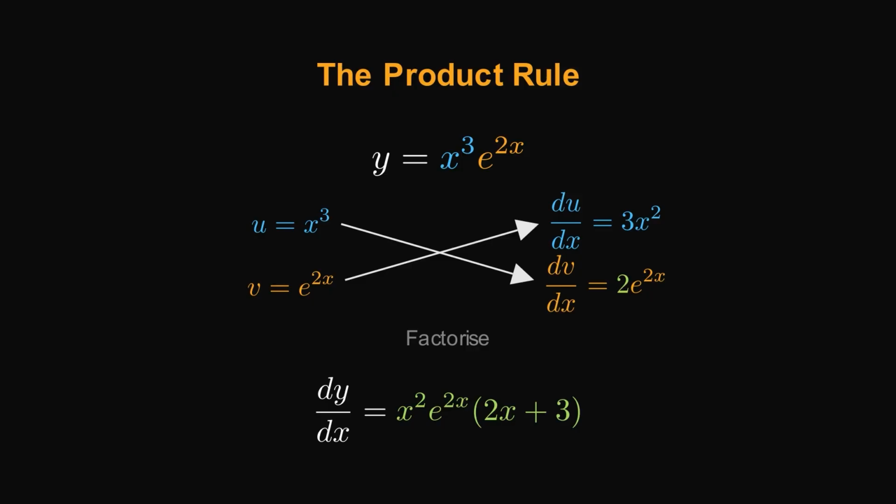Now, students often panic about the quotient rule because they forget which term goes first, they mess up the signs, and they get the denominator wrong.